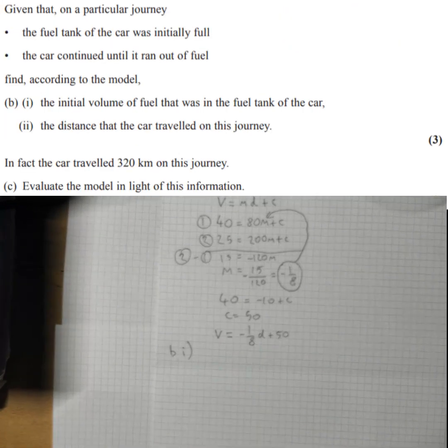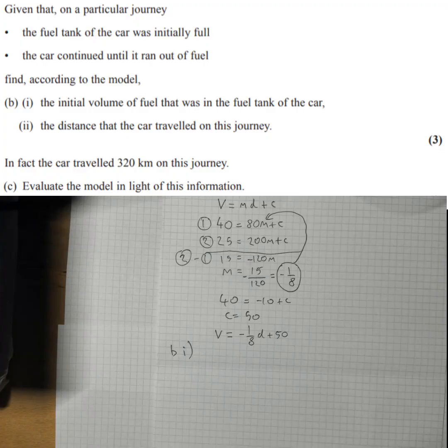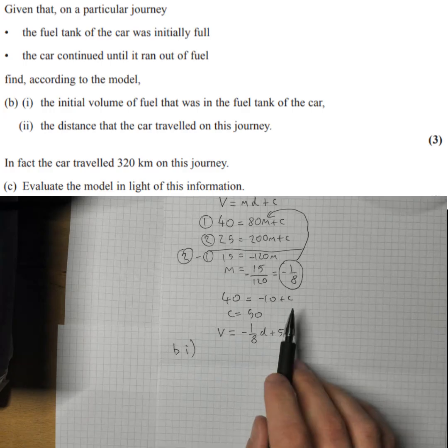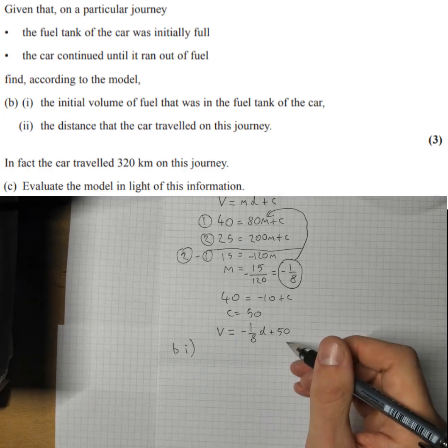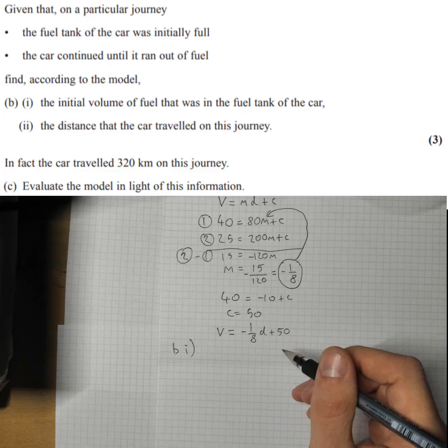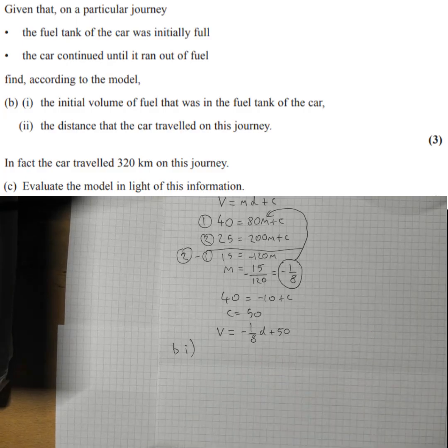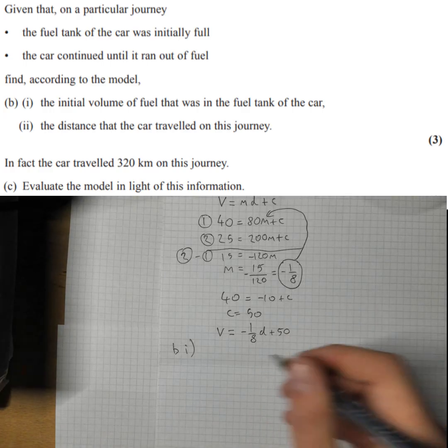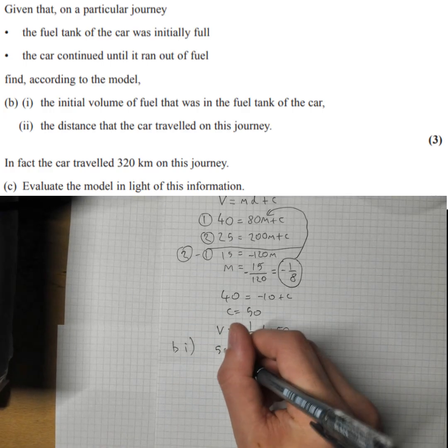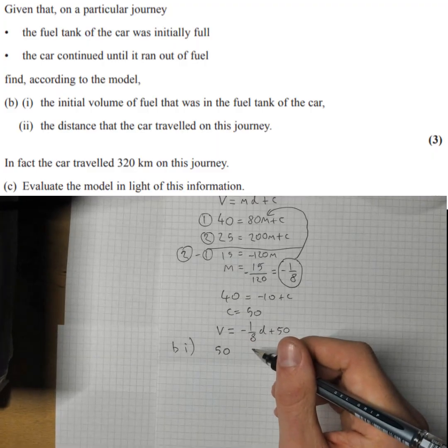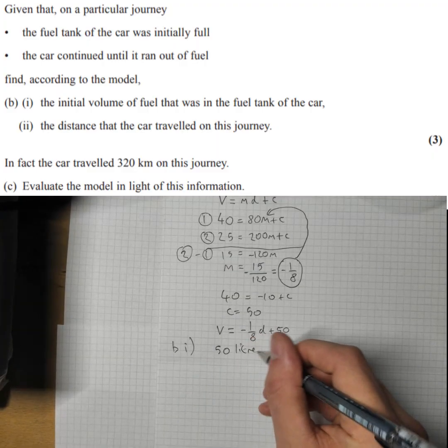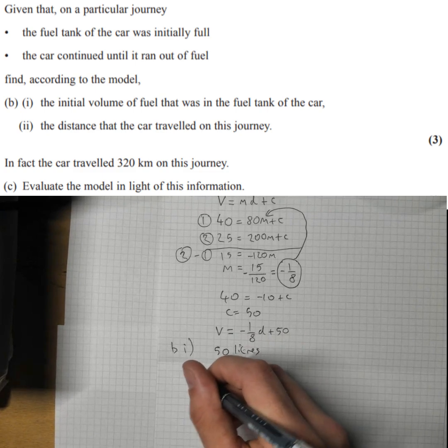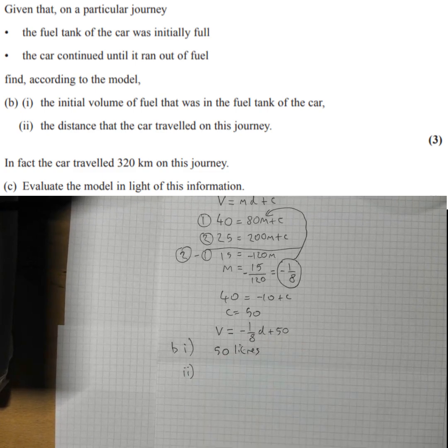Given that on a particular journey, the car was initially full, and it continued until it ran out of fuel. If the car was initially full, that means the y-intercept is how much the car can hold, and also it's the initial volume as well. You could call it V0, but we can see it's 50. That's assuming litres. Yeah, it's in litres. And then the distance that it travelled, that's going to be when V is empty.